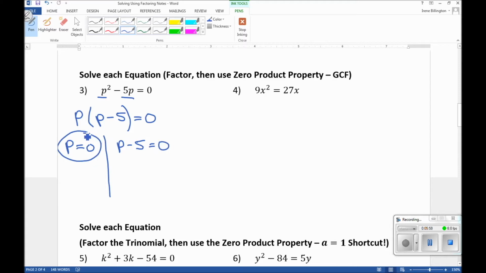This first equation is already solved, so p equals 0 is one solution. For our second equation, I would add 5 to each side and get p is equal to 5 for our second solution.